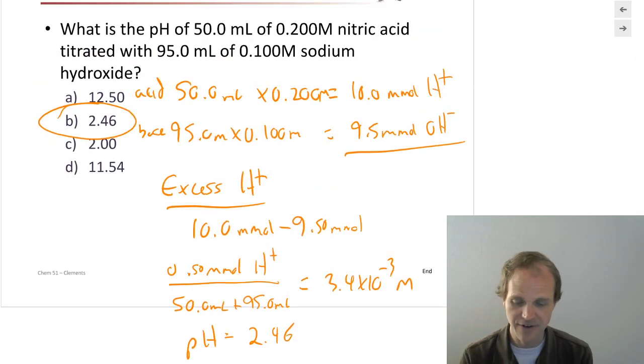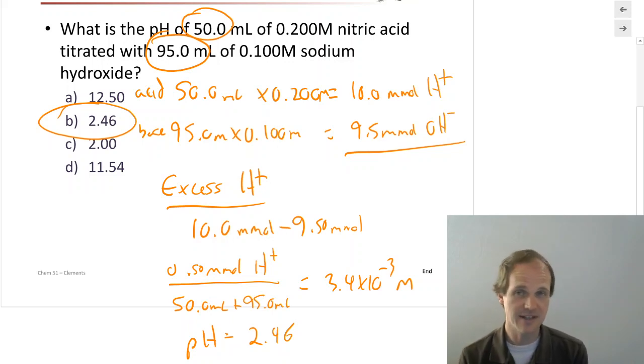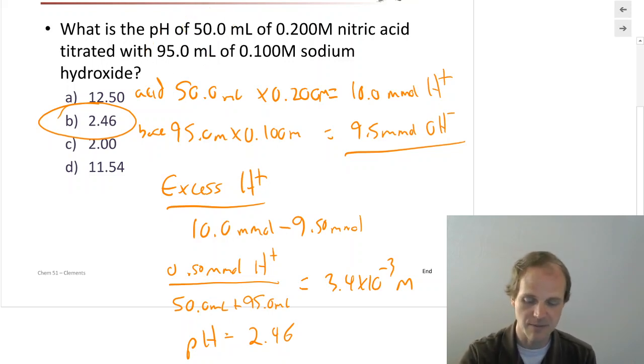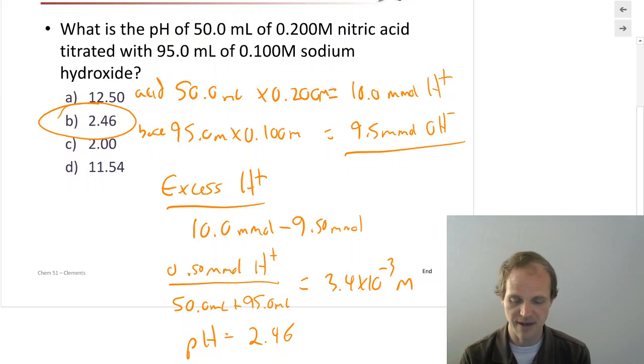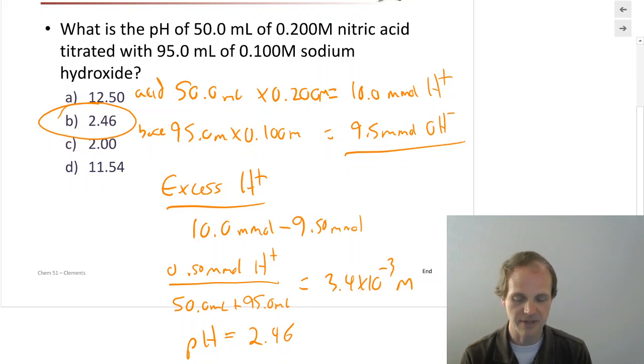So it's still very, very low, right? We've actually added quite a lot of sodium hydroxide, and in fact, more volume of sodium hydroxide than we did acid. But remember, it's not the volume that matters, it's the moles that matter. What do we have left in there? Things react on a mole basis, not a molarity or volume basis.